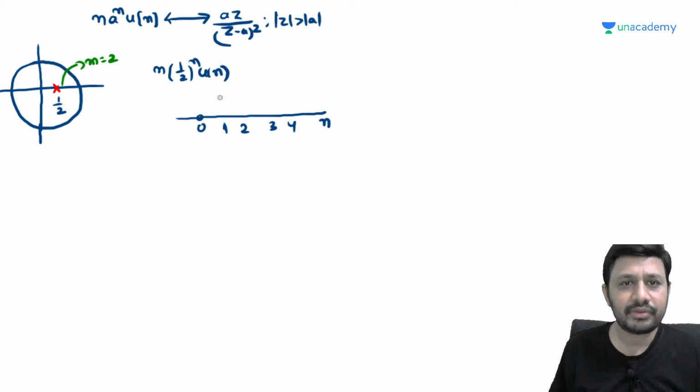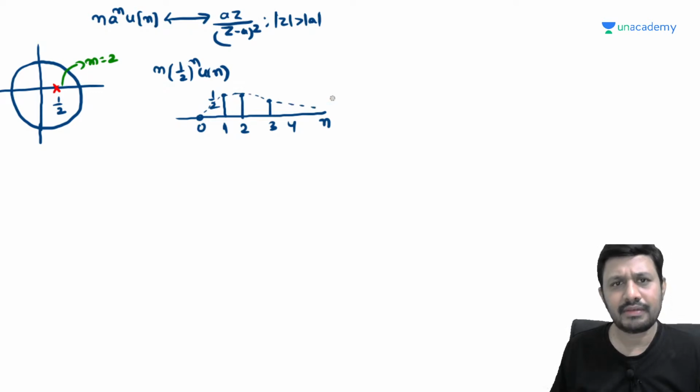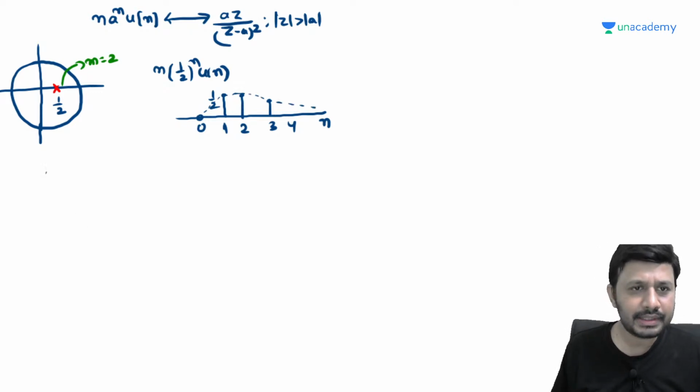N is equal to 1 means 1 by 2. N is equal to 2 means again 1 by 2. N is equal to 3 means this value will get decreased. So it will come like this. Very simple.